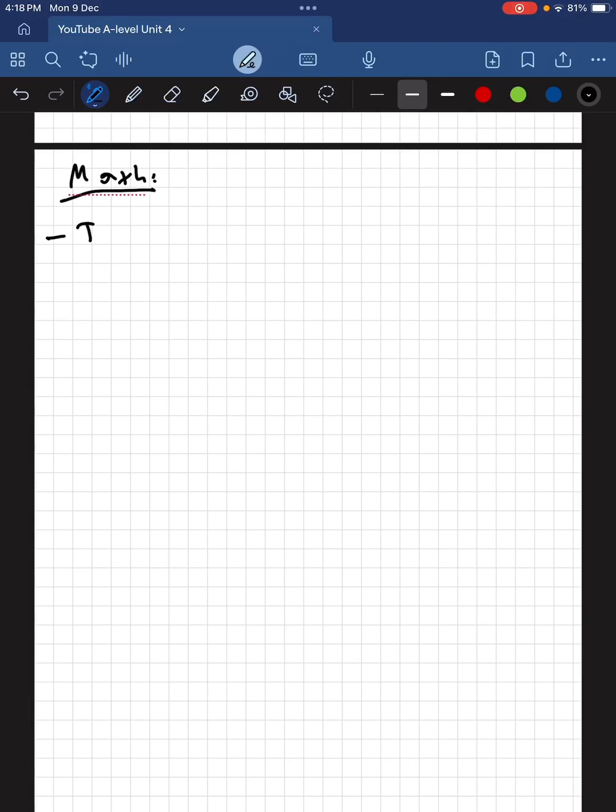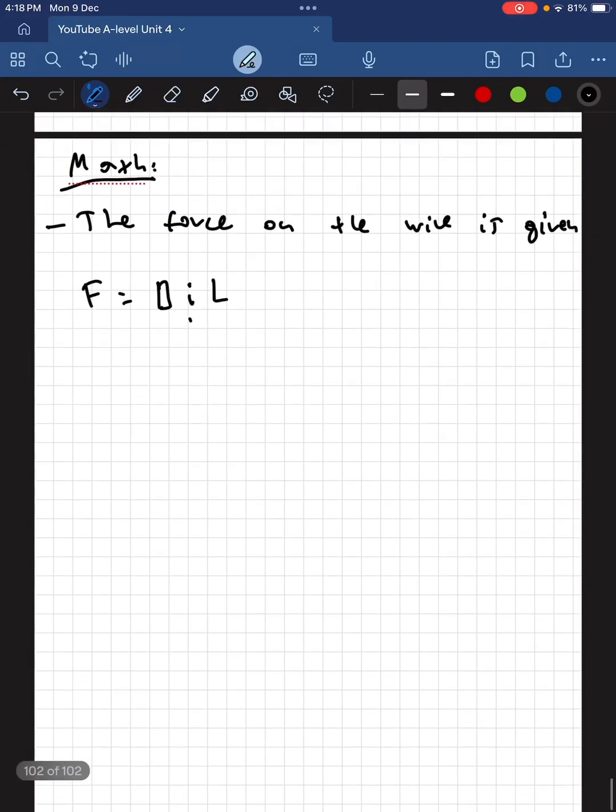The force on the wire is given by F = BIL. This is how it's known: F = BIL. So force is equal to the magnetic flux density times the current times the length. Okay, and remember that we have Newtons on the left hand side because it's a force, and on the right hand side we have Teslas times amperes times meters. Okay, so 1 Newton is equal to 1 Tesla times 1 ampere times 1 meter in base units.